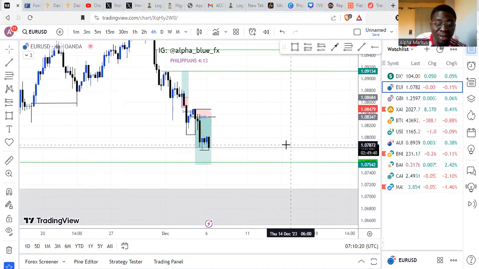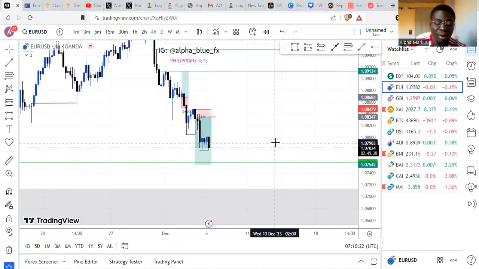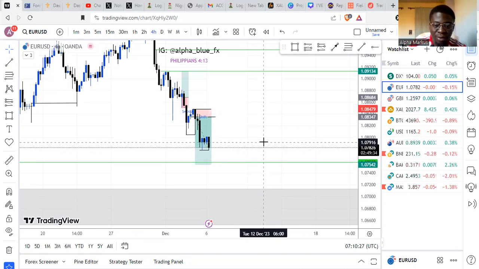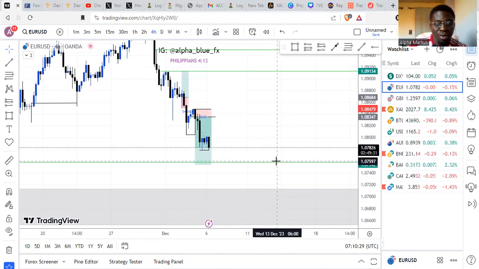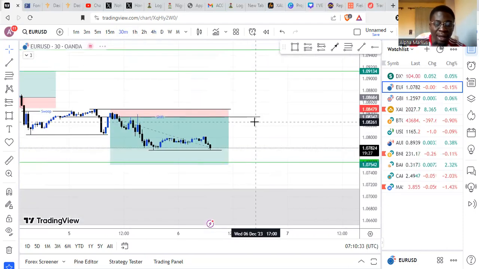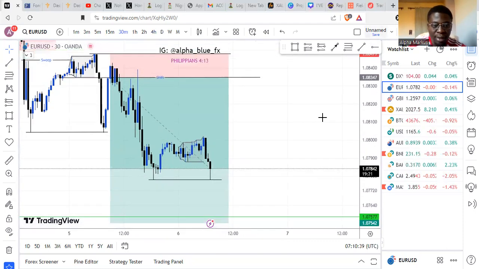This strategy is actually very simple. Wait for a liquidity sweep, wait for a change in character or a shift in market structure, then you wait for an entry. As simple as that. So I call it sweep, shift, enter. Sweep, shift, enter. Now let me show you what I mean by that.